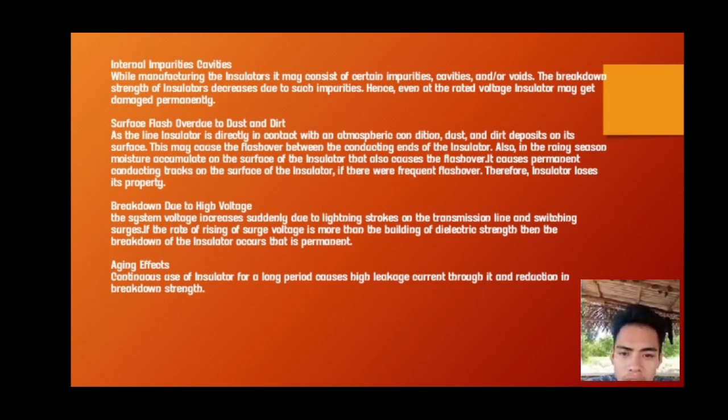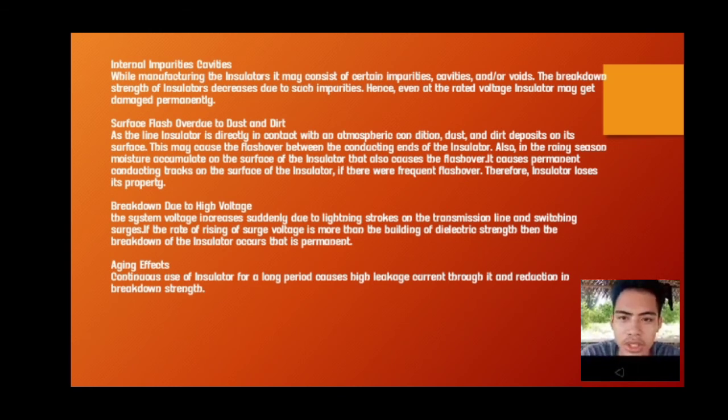Breakdown due to high voltage. The system voltage increases suddenly due to lightning strokes on the transmission line and switching surges. If the rate of rise of surge voltage is more than the withstanding dielectric strength, then breakdown of the insulator occurs, and that is permanent. And last is the aging effect. Continuous use of an insulator for a long period causes high leakage current through it and a reduction in breakdown strength. That's all.